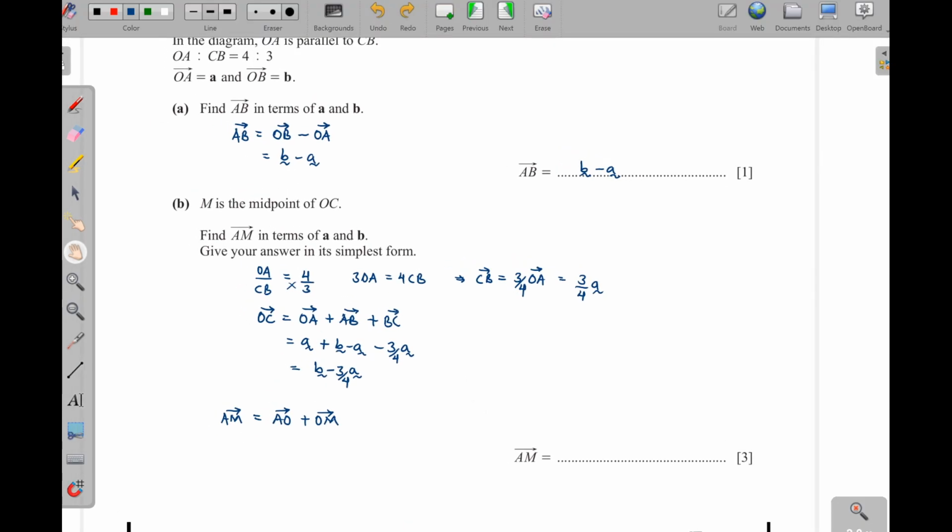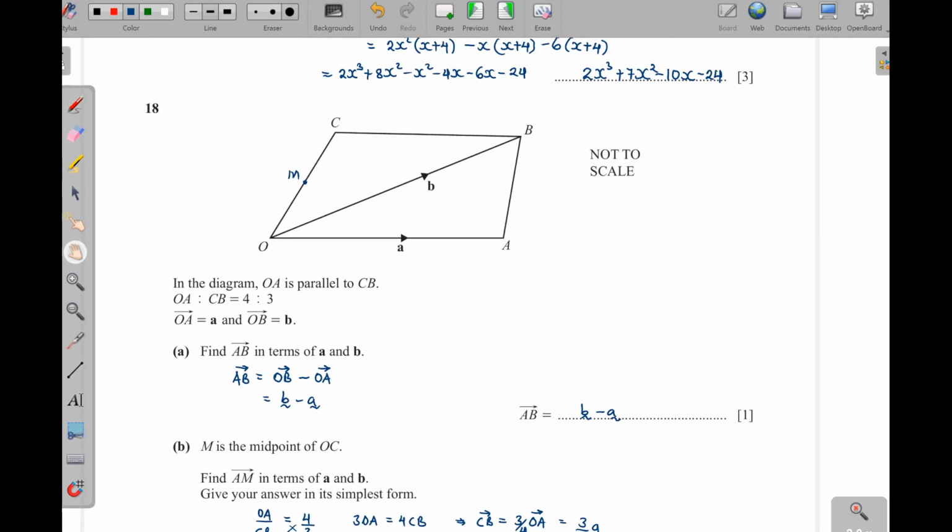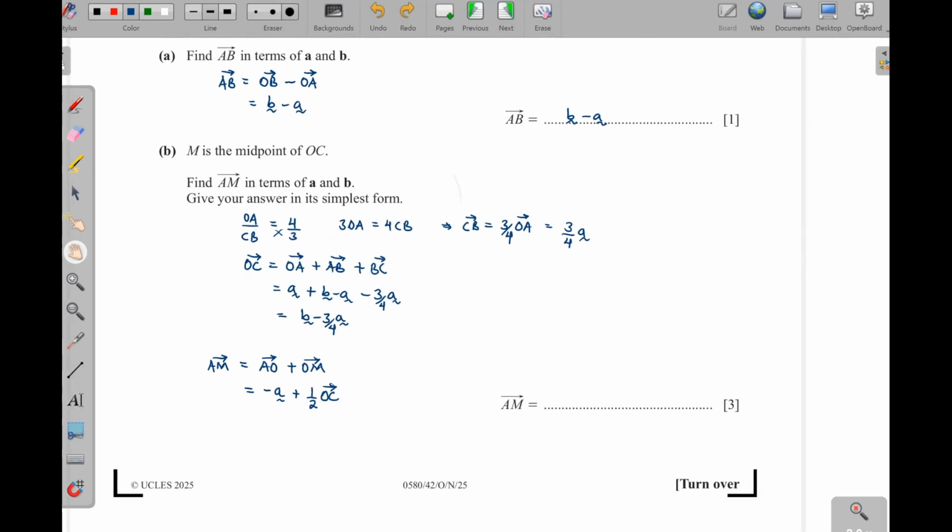Then next, what is our AM? AO, remember, is the negative of OA. So that is negative A, then plus OM. OM is a half of OC. O to M is a half of this OC, because they said that M is the midpoint of OC. Is that clear? Now let's proceed.